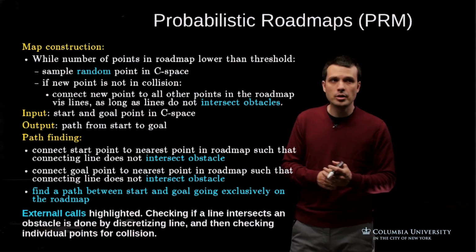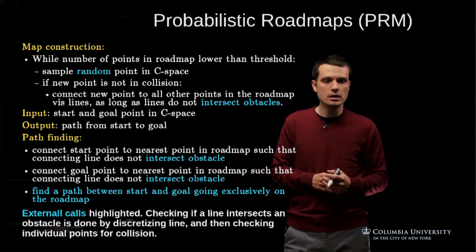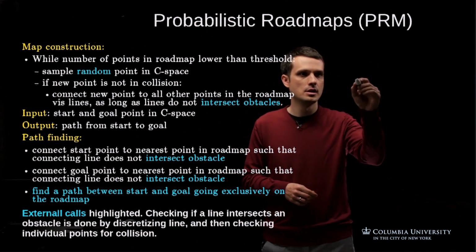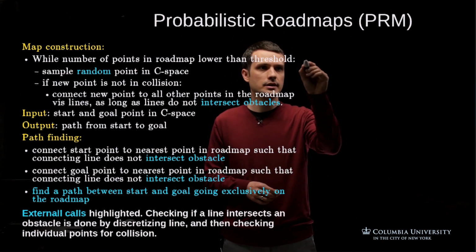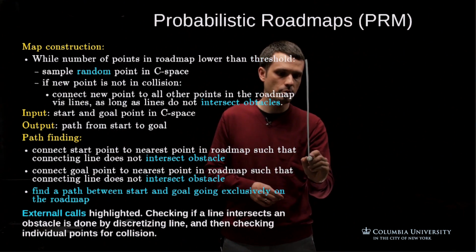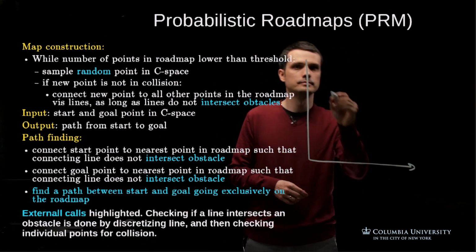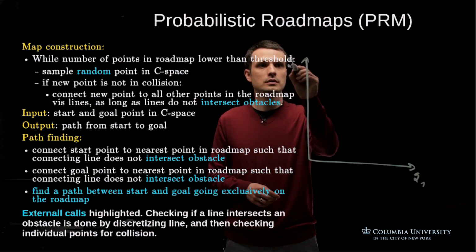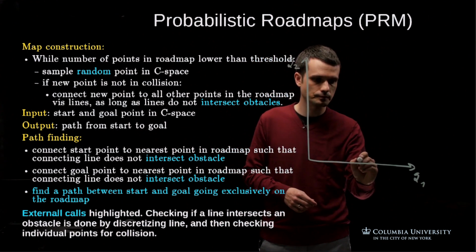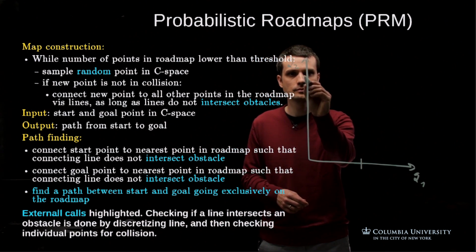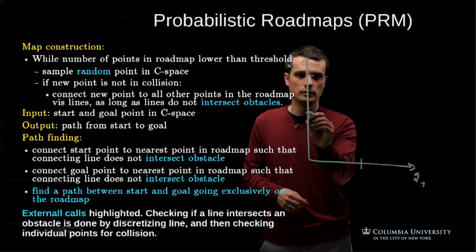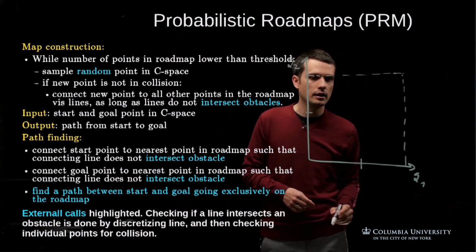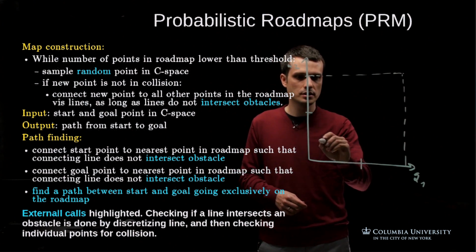Here's another example of an algorithm that falls in the same category of stochastic motion planning algorithms. This one is called Probabilistic Roadmap, or PRM. Let's again draw ourselves a little tiny toy example with Q1, Q2, this is our workspace, and let's put some obstacles in here.